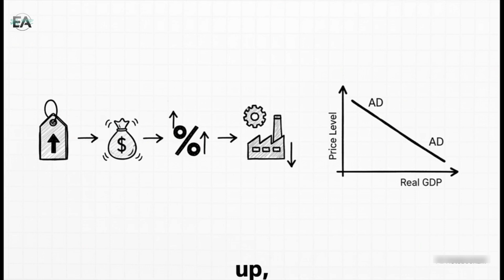Okay, so here's the logic. When prices go up, the cash in your wallet just doesn't buy as much, right? The real value of money falls. This has the exact same effect as if there were just less money floating around, and that pushes interest rates up. And when interest rates are higher, it's more expensive for businesses to borrow and invest, which cools down the whole economy. And that, in a nutshell, is why the aggregate demand curve slopes downward.